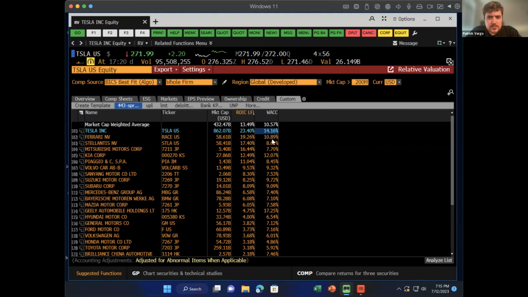Does Ferrari create value? I'd say yes, right? Because as a percent of WACC they're doing even better. Yeah, they're doing better spread than the market.